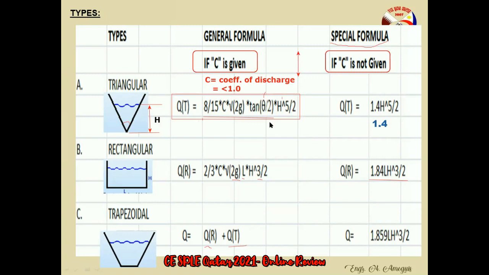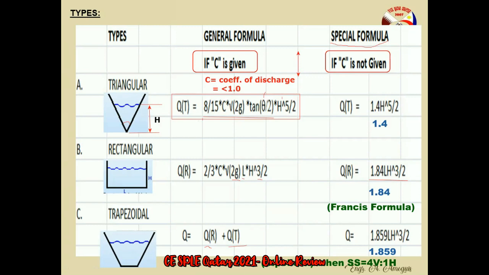Okay? Kaya kung mapapansin nyo, 1.4, actually ina-arrange ko ito para mas madaling i-memorize. 1.4, 1.84, 1.859. Di ba? I-arrange nyo lang, triangular, rectangular. Ngayon, ito, 8/15 square root of 2g. By the way, yung Cipolletti Weir, applicable lang yan pag ang side slope 4 vertical, 1 horizontal. No, yun yung kay Cipolletti. In-experiment niya kasi yan, yun yung slope.